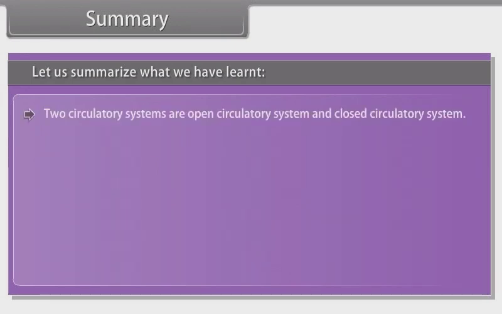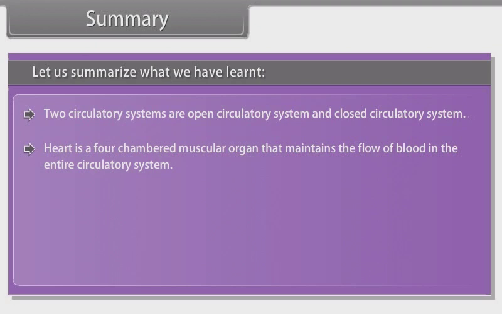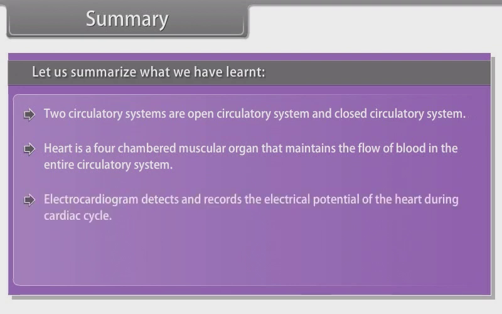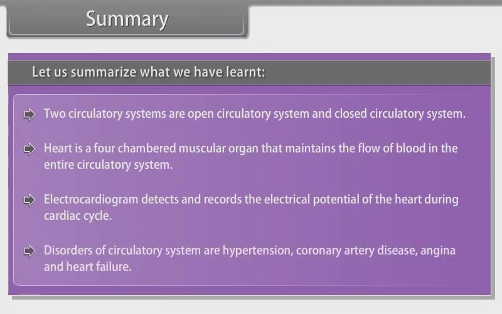The two circulatory systems are the open circulatory system and the closed circulatory system. The heart is a four-chambered muscular organ that maintains the flow of blood in the entire circulatory system. The electrocardiogram detects and records the electrical potential of the heart during the cardiac cycle. Disorders of the circulatory system are hypertension, coronary artery disease, angina and heart failure.